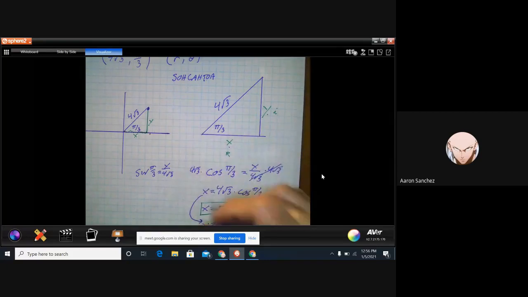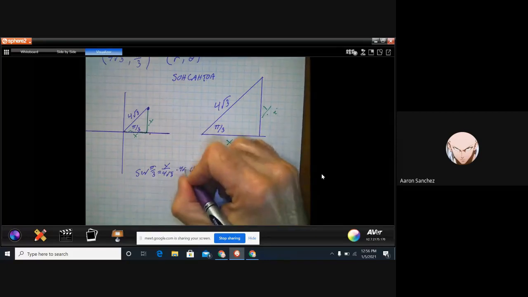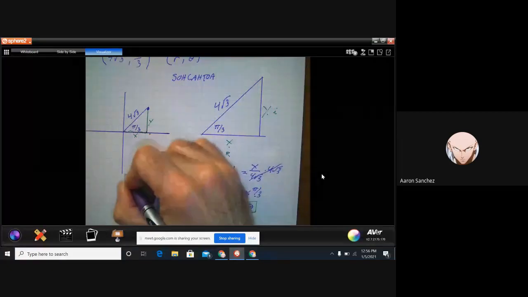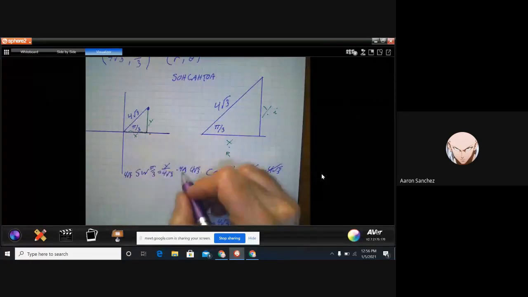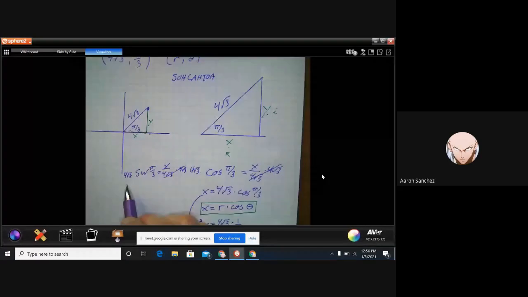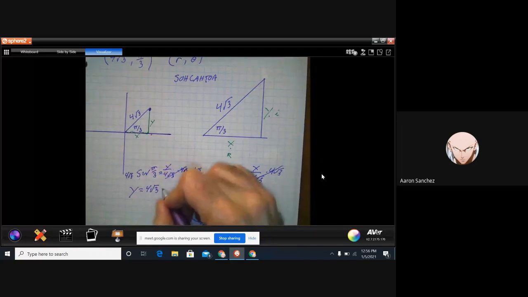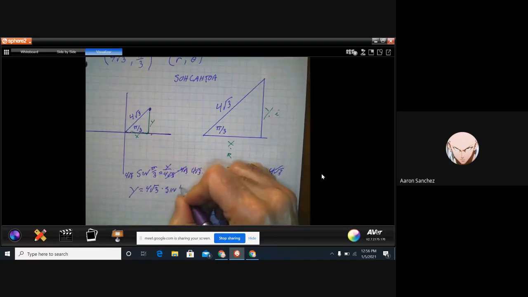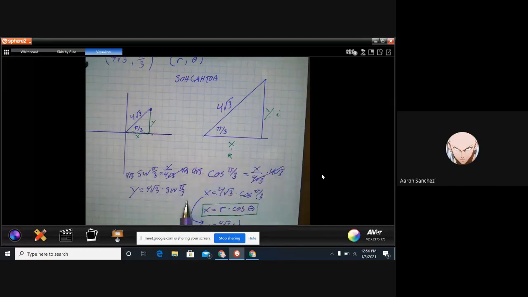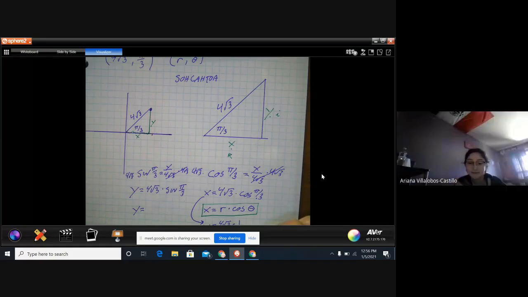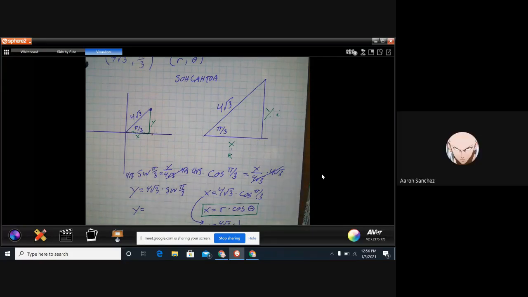To solve for y, I multiply both sides by 4 root 3. I know I'm going fast, there's a reason. So y is equal to 4 root 3 sine pi over 3. Y is equal to 4 root 3, which is the radius, times sine pi over 3, which is theta. Am I going too fast? Stop me if I'm going too fast. Very fast. Okay, I'll stop. Are there questions?